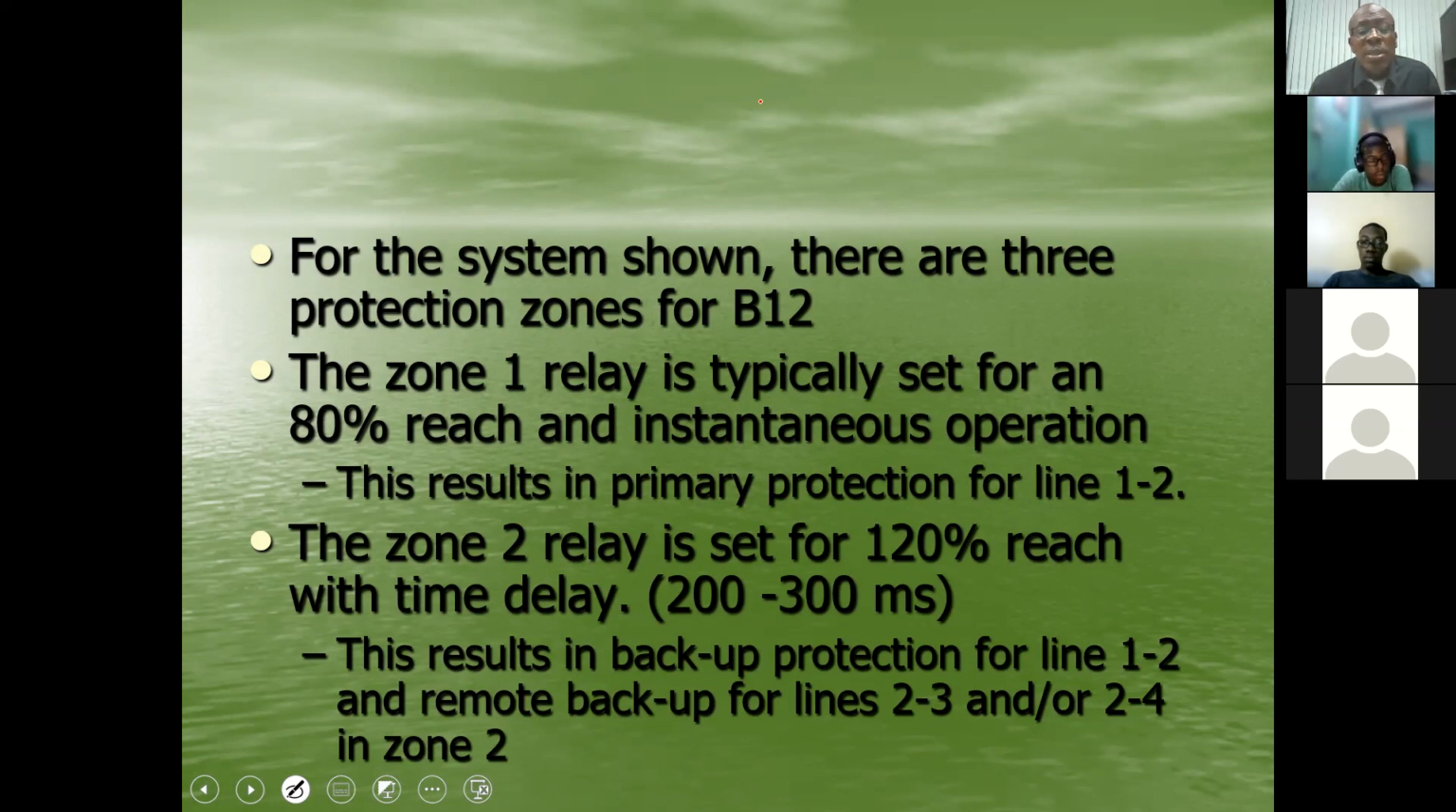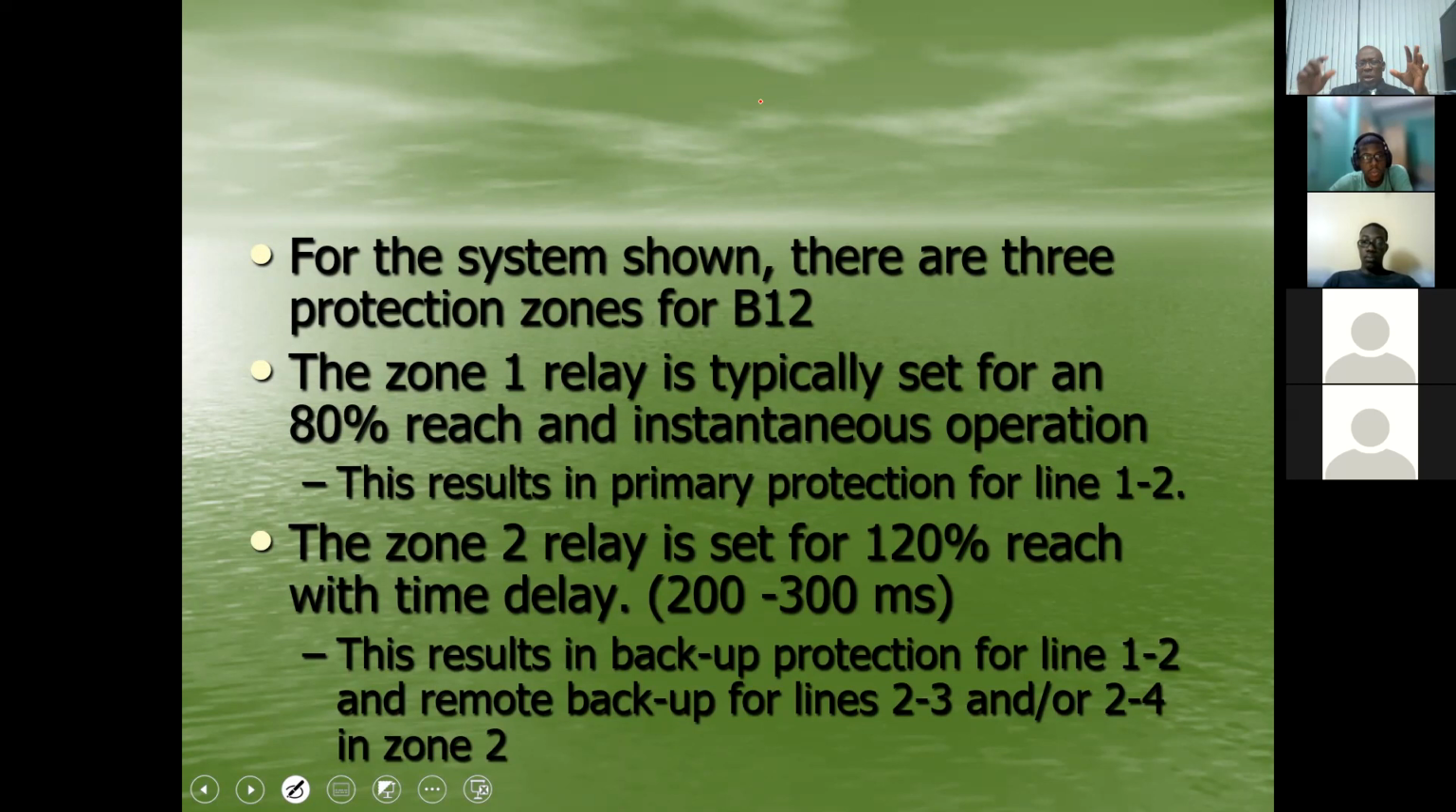For your zone 2 setting, it is set at 120%. So if you're assuming it's 120% of the line that is being protected, and you assume that the lines are equal in length, then it means that it will go over by 20% on the adjacent line. All right?